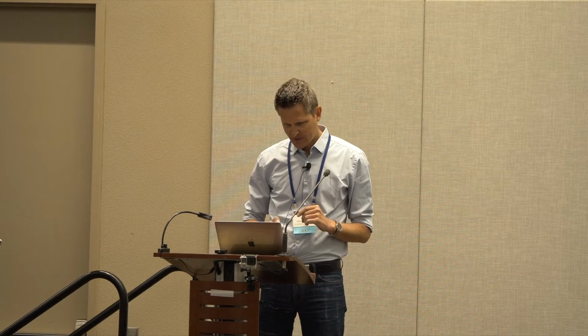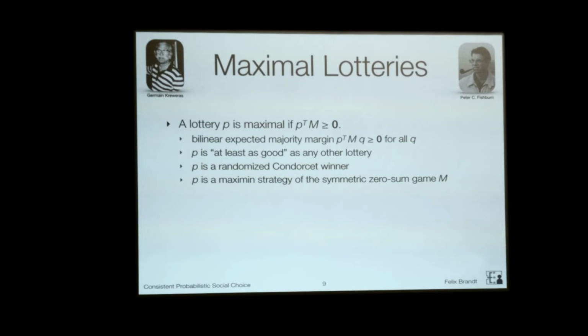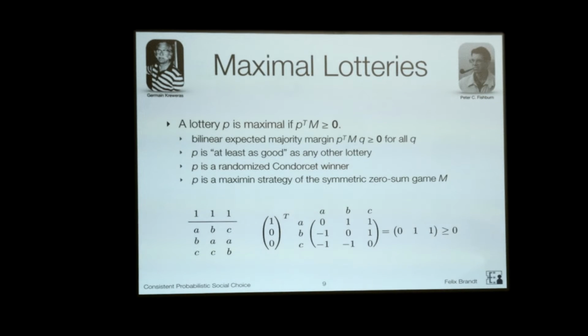Let me show you some examples for maximal lotteries. For instance, in this preference profile here, we have again three voters and three alternatives. Now if we construct this pairwise majority margin matrix, it turns out that there's a degenerate maximal lottery.